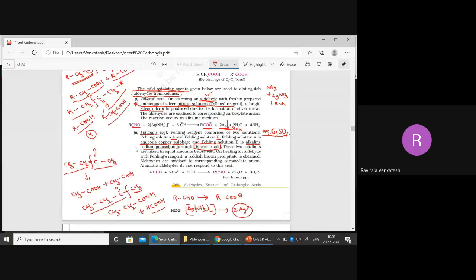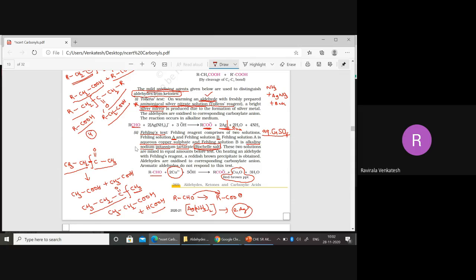You are going to get a reddish brown color. This reddish brown precipitate you are getting is because of the copper, Cu2O. So in this case also the same thing is happening. Aldehydes are converting into carboxylic acid. Here it is the same thing only, but where is it changing? This part, copper plus 2 is converting into copper plus 1.